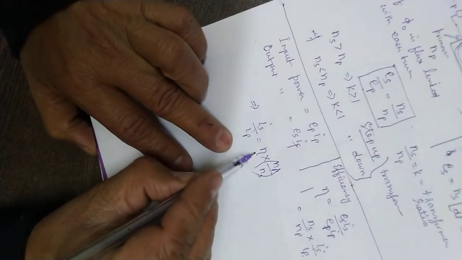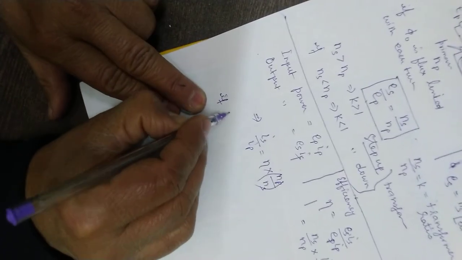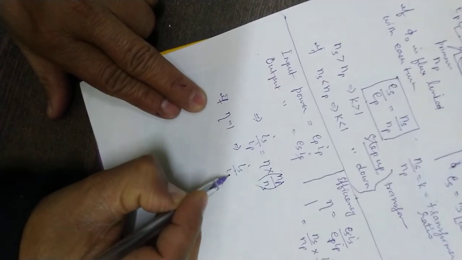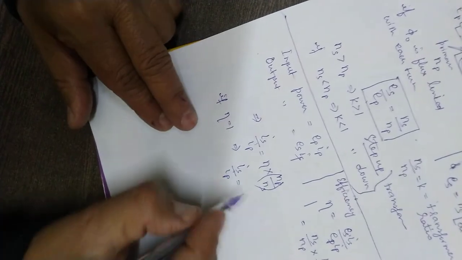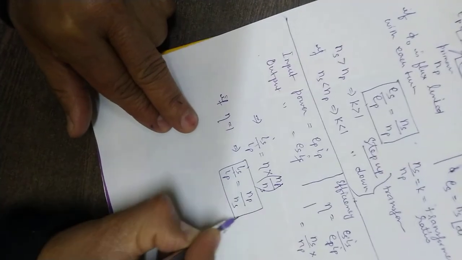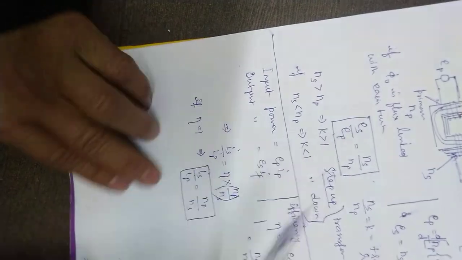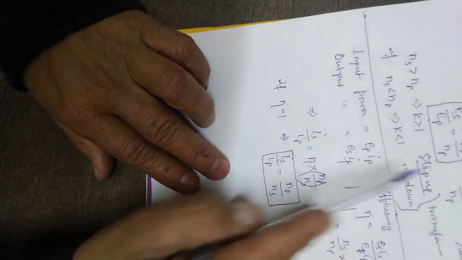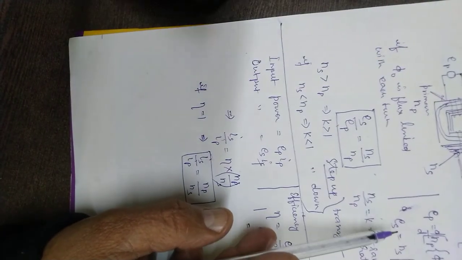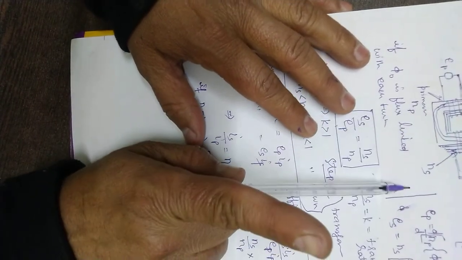So if eta, that is the efficiency, is 100%, then I will get this quantity to be 1, and I will say IS upon IP is NP upon NS. This is a fantastic result as far as physics is concerned. How? Listen. If you are increasing the voltage, at the same time current will decrease, so the power remains constant, because a transformer is not an amplifier, dear students.